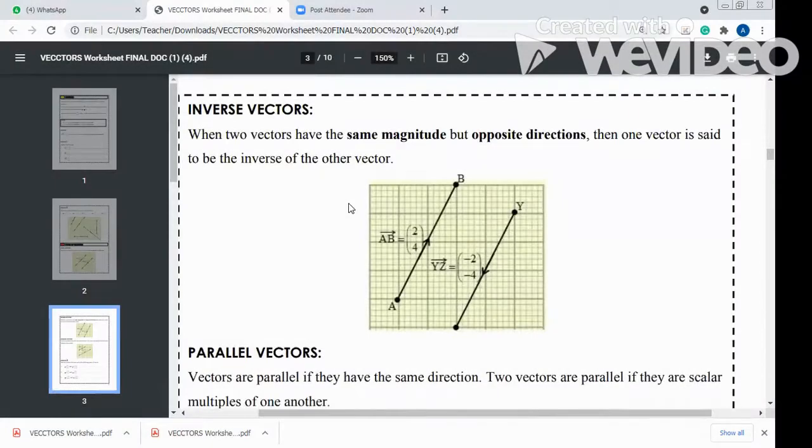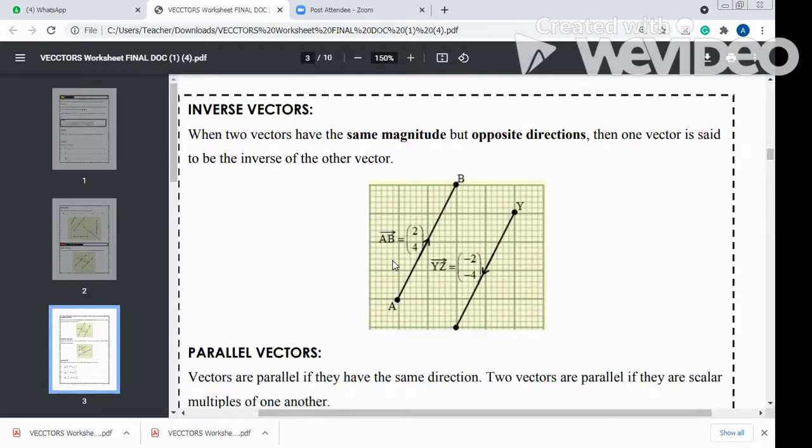All right. So take off this one. Another type of vectors is what we call inverse vectors. Let me just briefly explain what this is all about. When two vectors have the same magnitude, listen carefully, when two vectors have the same magnitude but what? Opposite direction, then one vector is said to be an inverse of the other. So inverse vectors have the same magnitude, but opposite direction.